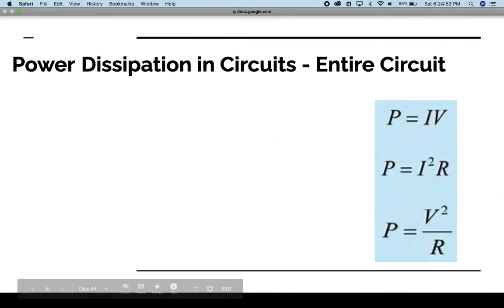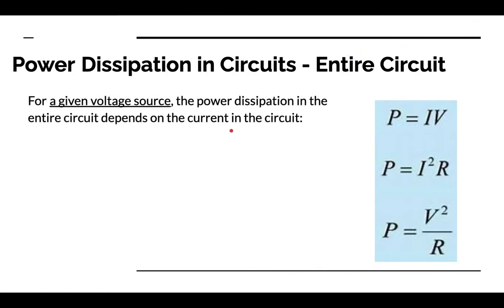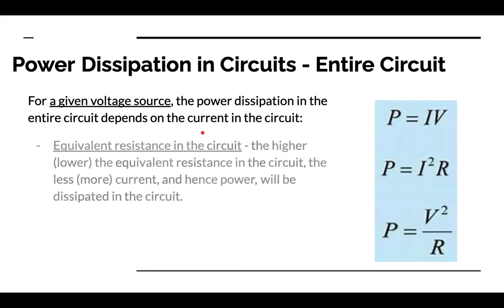Power dissipation in circuits. If you're looking at the entire circuit, for a given voltage source, the power dissipation in the entire circuit depends on the current in the circuit. So that means we have to take a look at the equivalent resistance. The higher the equivalent resistance in a circuit, the less current, and hence less power will be dissipated in the circuit. You have to think about current, and that depends on the equivalent resistance. So you have to think about the equivalent resistance of a circuit for the total power dissipated in the circuit.